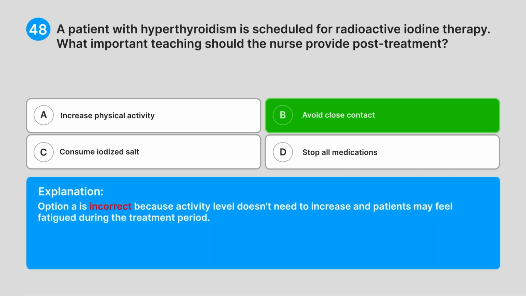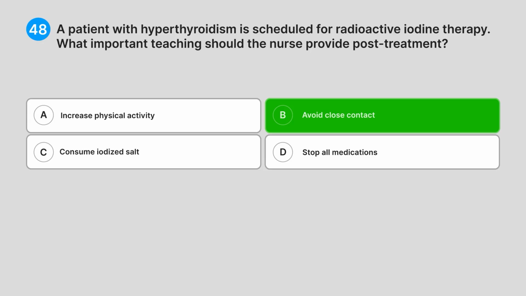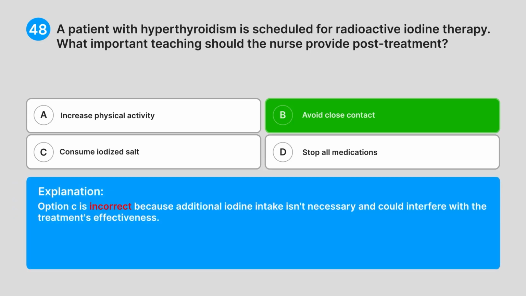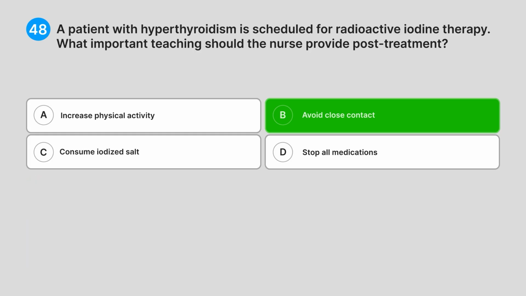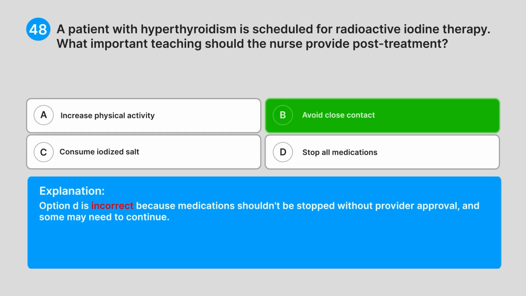Option A is incorrect because activity level doesn't need to increase, and patients may feel fatigued during the treatment period. Option C is incorrect because additional iodine intake isn't necessary and could interfere with the treatment's effectiveness. Option D is incorrect because medications shouldn't be stopped without provider approval, and some may need to continue.